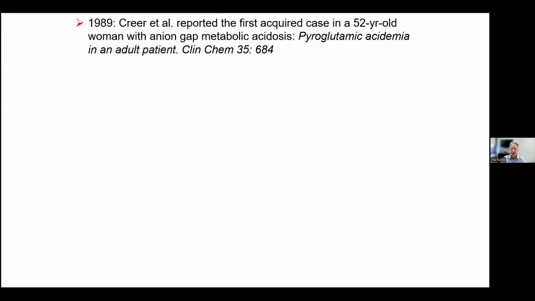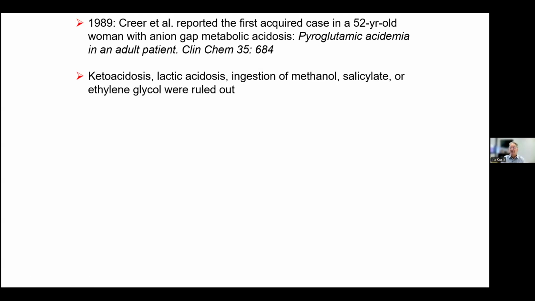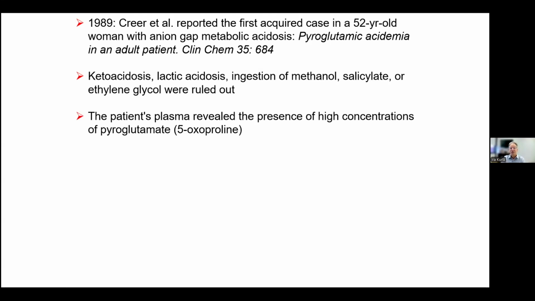Another paper was published later on that was the connection with Tylenol. Creer published the first case of an anion gap metabolic acidosis that was due to pyroglutamic acidemia in an adult patient that had nothing to do with any mutation in the enzyme. And they tried to rule out other causes of metabolic acidosis, ketoacidosis, lactic acidosis, all the usual ingestions that we think about, and they were ruled out. But the patient was found to have, as in this original inborn error patient, high concentrations of pyroglutamic acid.